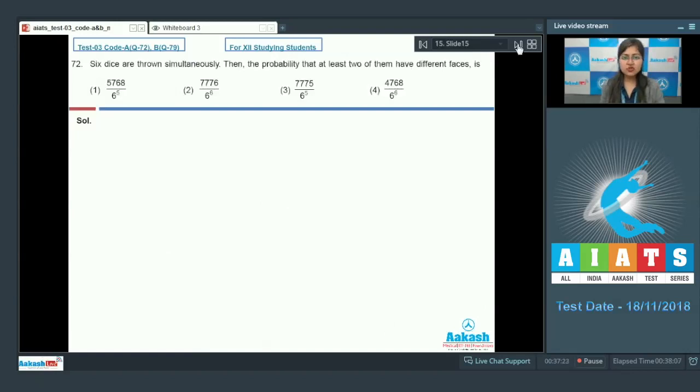Next is question number 72, which says that 6 dice are thrown simultaneously, then the probability that at least 2 of them have different faces is.